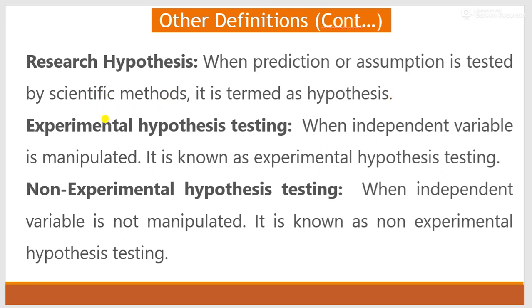Next is experimental hypothesis testing. In experimental hypothesis testing, the independent variable is manipulated. Means you can change the independent variable and the effect of the independent variable on the dependent variable is evaluated. So, it is known as experimental hypothesis testing. Next is non-experimental hypothesis testing. In this type of hypothesis testing, the independent variable is not manipulated.